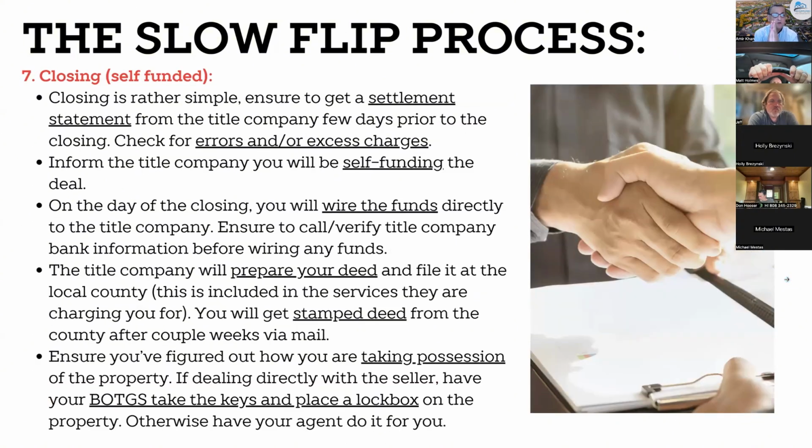Step 7, closing time. Now, if you're self-funding, closing is rather simple. You just have to ensure that you get your settlement statement from the title company. Settlement statement is basically a summary of what the balances are, who's getting what at the closing. So in this case, it's going to show you that you will get some credit on taxes, for example, if that person has paid the whole tax for the year. It depends on how they paid the taxes. You might get some credit. If it was rented, you might get the deposit as credit, but mostly you're going to get a big debit for the funds that are required to close the property, right?